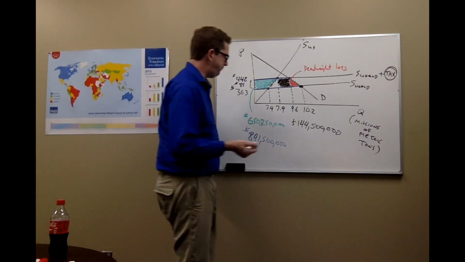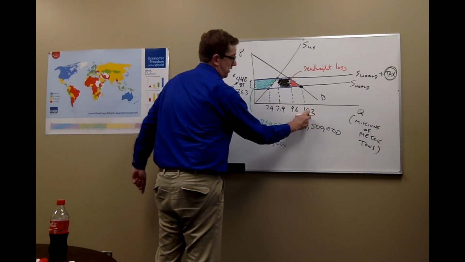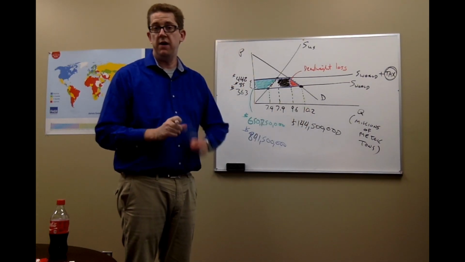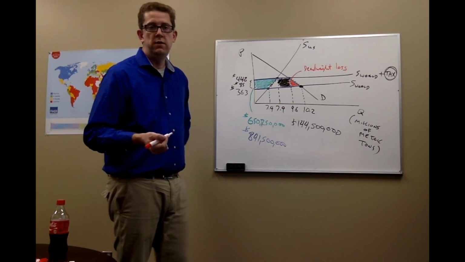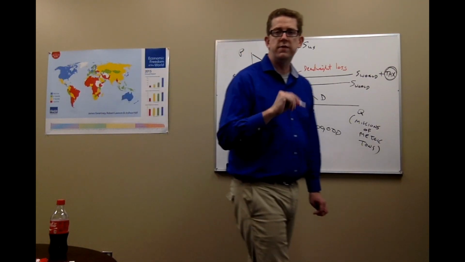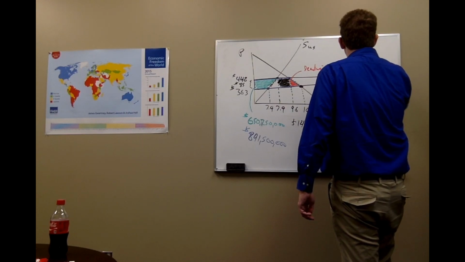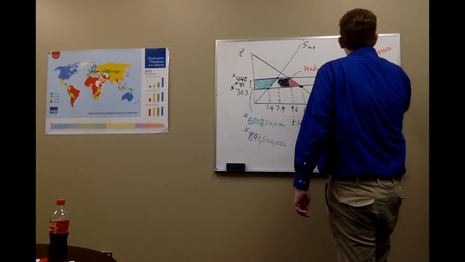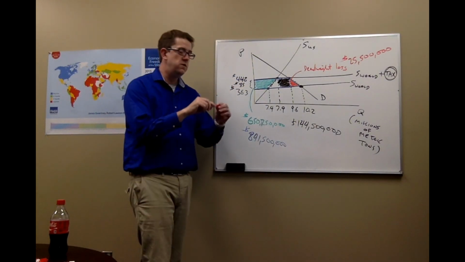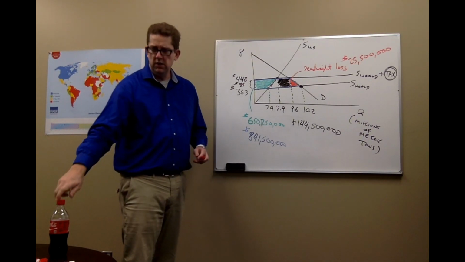Well, how much is that? Well, it's the area of a triangle. Base of 0.6 times height of 85. Divide that by 2. And we get a deadweight loss of $25.5 million. $25.5 million from what we might call domestic underconsumption. We don't get as much steel as we would like.